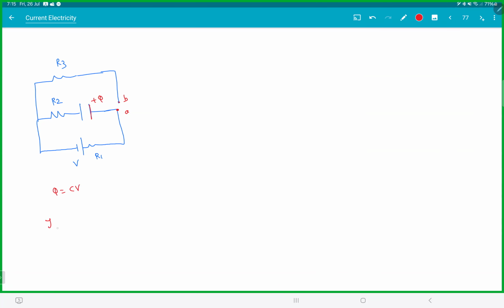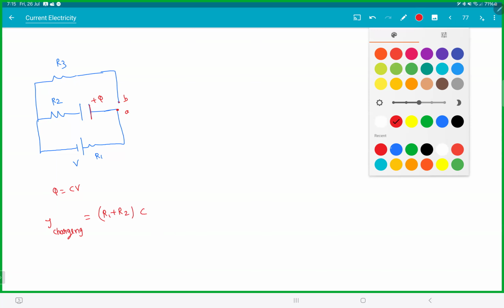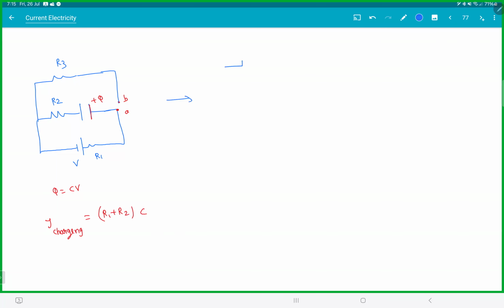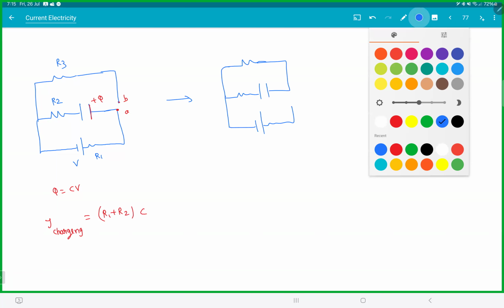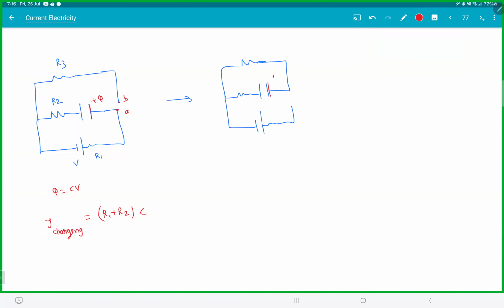So if you look at the time constant initially, that is R into C. Here R equivalent is R1 plus R2, times C. This is the time constant during charging. Now the moment you flip the switch, the battery is useless. The capacitor will start discharging. Now this big Q, current will start flowing this way.